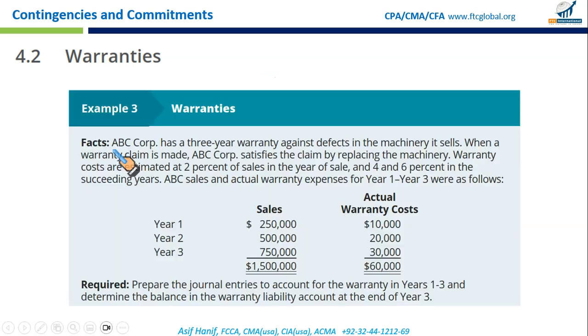Take this example. ABC Corporation has a 3-year warranty against defects in the machinery it sells. When a warranty claim is made, ABC Corporation satisfies the claim by replacing the machinery. Warranty costs are estimated at 2% of sales in the year of sale, 4% in the next year, and 6% in the succeeding year. That means a total of 2 plus 4 plus 6, 12% in total. ABC sales and actual warranty expenses for year 1 through year 3 are as follows.